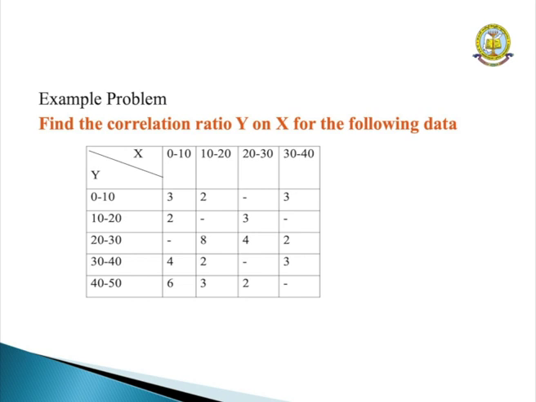Now the second example is: find the correlation ratio of y on x for the following data. X representation, y representation here. So what are the values? 0 to 10: 3, 3, 2, dash, 3, dash. Dash means there is no value. 8, 4, 2. Which interval does it come under here? 20 to 30, 30 to 40: 4, 3. And 40 to 50: 6, 3, 2.